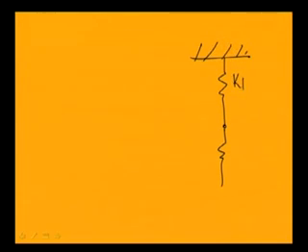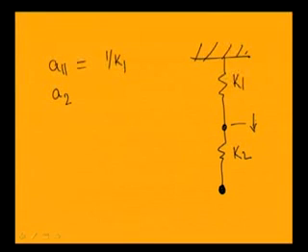So to find A11, you have to apply unit force at this position. When you apply a unit force at this position, the displacement will be equal to force by stiffness, so that is equal to 1 by K1. Due to this displacement, as there is no force acting on position 2, position 2 also will have the same displacement. So you can write the displacement at 2 due to a force at 1, A21, equal to 1 by K1.